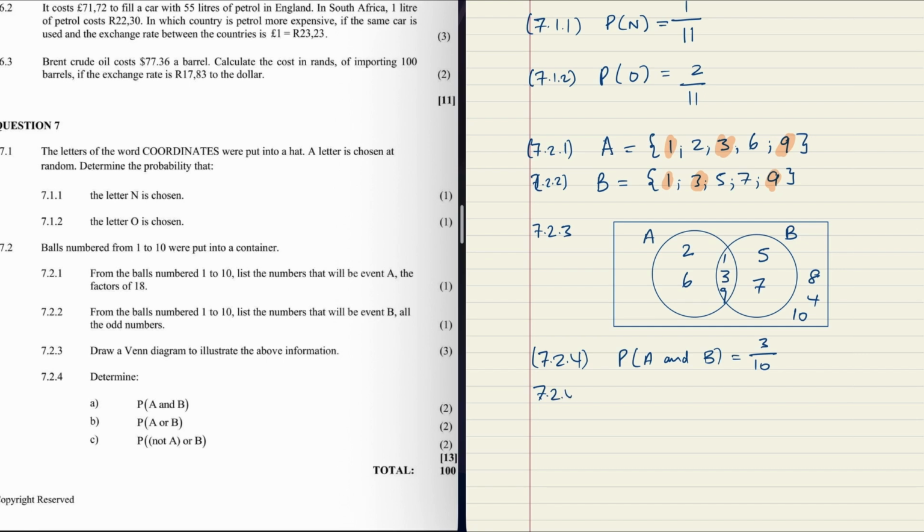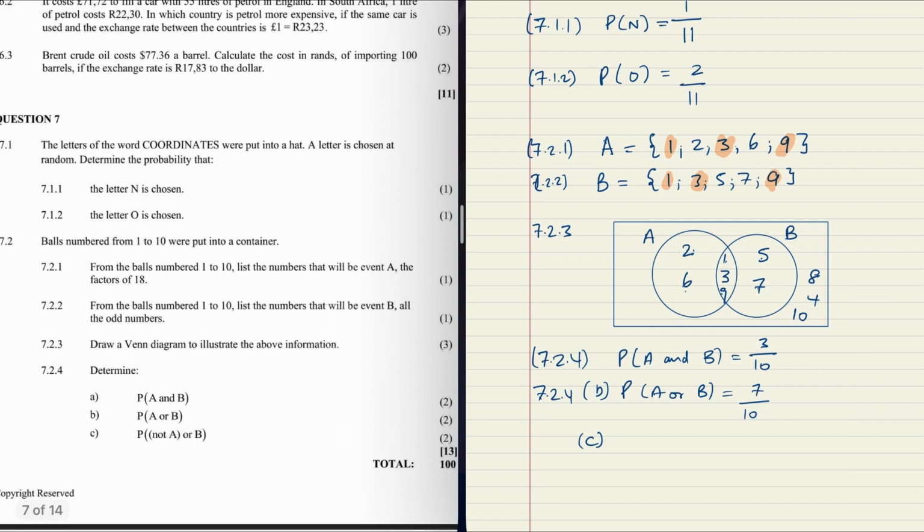Question 7.2.4b. Determine the probability of A or B. So A or B is talking about all of the values that are in A and the values that are in B, but obviously we're only counting the overlap once. So there's a 2, there's a 6, there's a 1, there's a 3, there's a 9, there's a 5, there's a 7. So there's 1, 2, 3, 4, 5, 6, 7 numbers out of a total of 10 numbers that are in A or B. So probability of A or B, there are 7 numbers out of 10 numbers that are in A or in B. And C, what is the probability of not A or B?